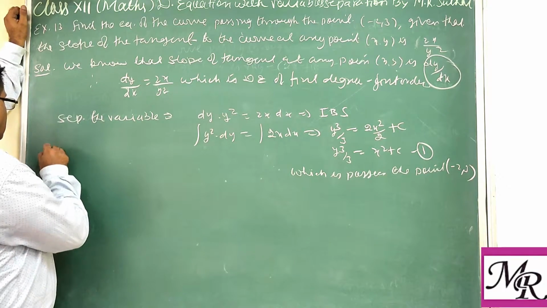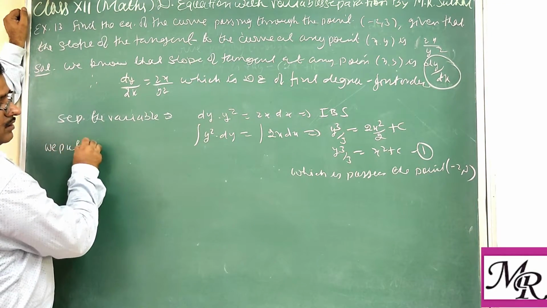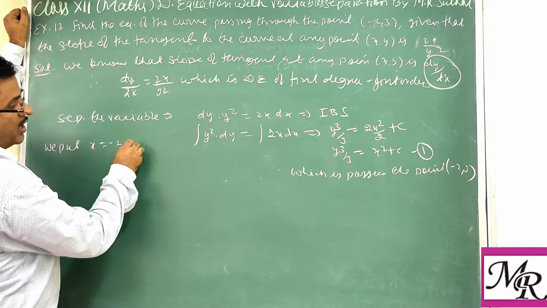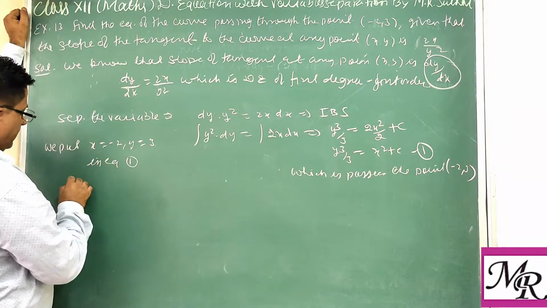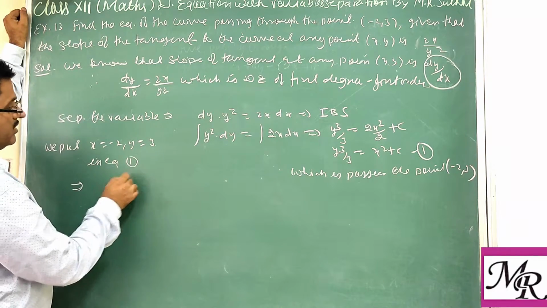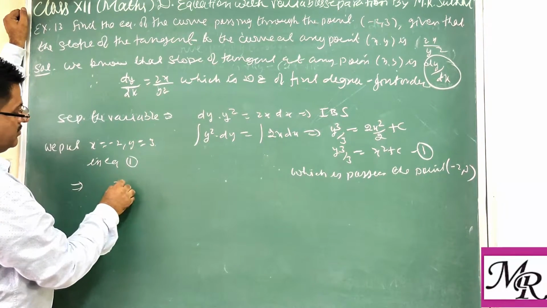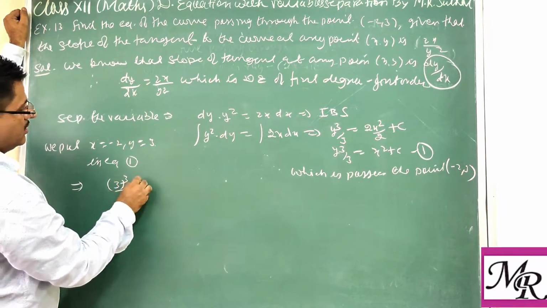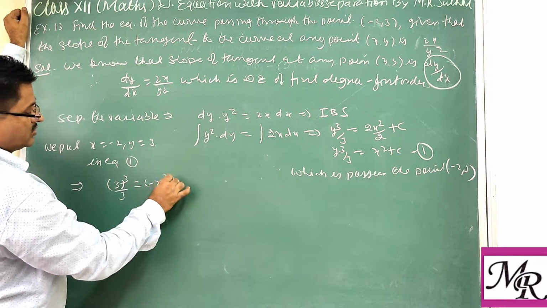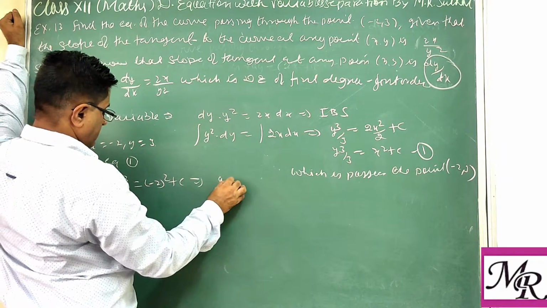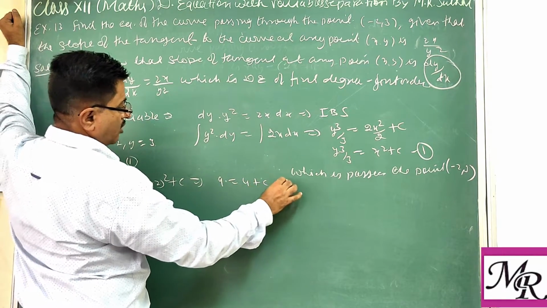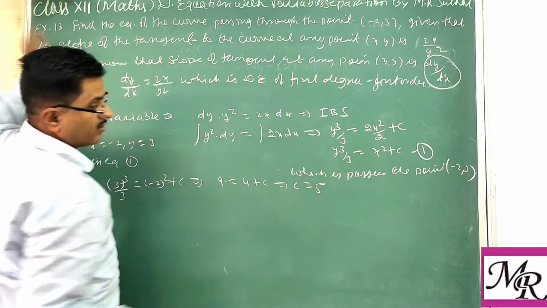So we put x equal to minus 2 and y equal to 3 in equation 1. That is, y power 3 by 3 equals x square, minus 2 square, plus c. So y power 3, 3 cubed is 9, 4 plus c. Solve this, c equal to 5.